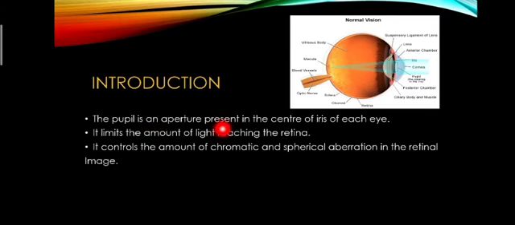The pupil is an aperture present in the center of the iris of each eye. The pupil limits the amount of light reaching the retina. In bright light, the iris contracts, making the pupil smaller, thus allowing less light to enter our eyes. And in dim light, the iris relaxes, making the pupil bigger, thus allowing more light to enter the eyes. The pupil also controls the amount of chromatic and spherical aberrations in the retinal image.